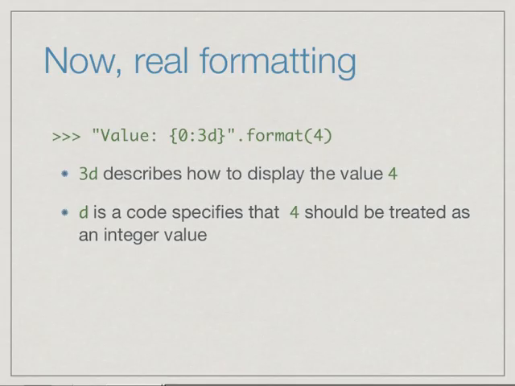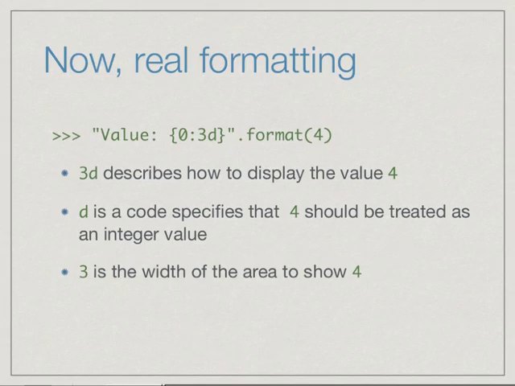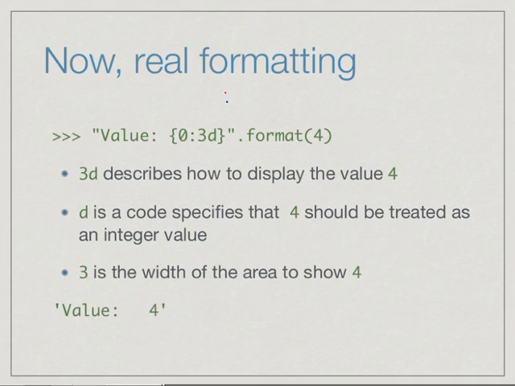And finally, 3 says that we must format 4 so that it takes 3 spaces. So it occupies the equivalent of 3 spaces, though it's a single digit. So if I do all this, then what happens is I get value. Now notice that there is already one space here. And then it's going to take 3 spaces. So I'm going to get 2 blank spaces and then a 4. So that's why we have this long gap here. So this is actually 3 blank spaces and then a 4.